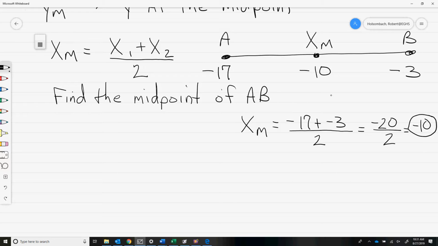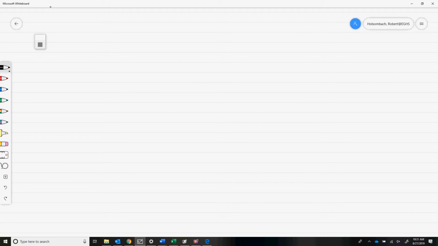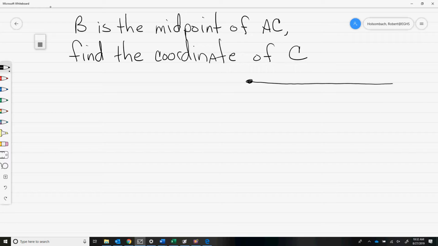The second type of question you're going to see today on the number line is when you are told that B is the midpoint of AC. Find the value of C, or find the coordinate of C. And let's say that this is your picture. B is the midpoint of AC, so our endpoints are A and C. B is in the middle.